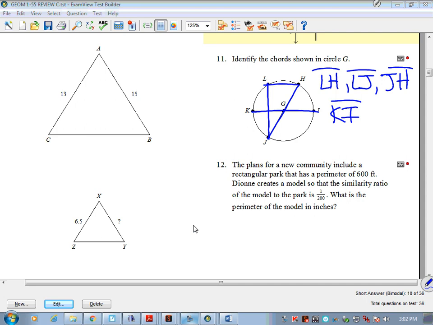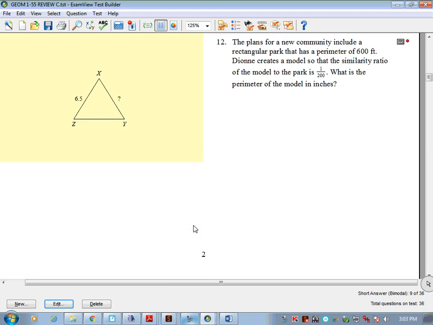If they ask you to identify the diameters, our diameters here would be KI and JH, because they are chords that go through the center of the circle. Now you might get a question on a test that asks you about secants. So be prepared to understand the definition of a secant and a tangent for your test.